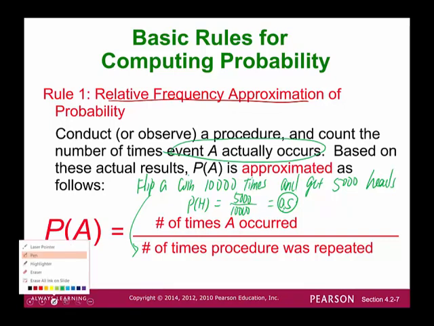And you can use a relative frequency approach to compute the probability itself. Okay.